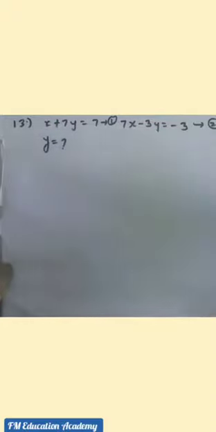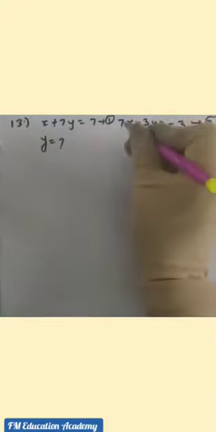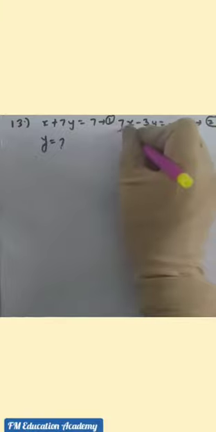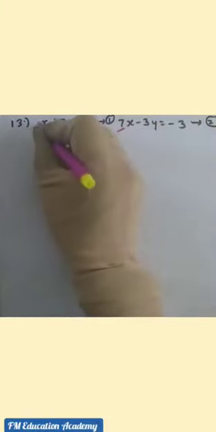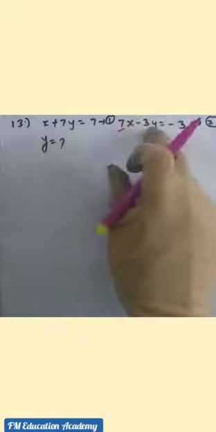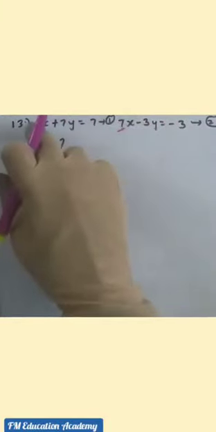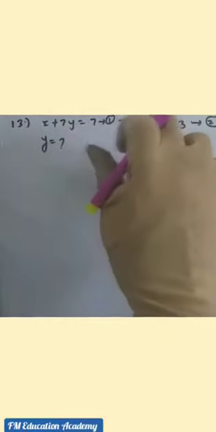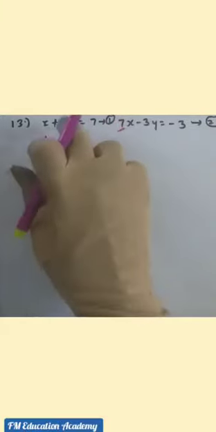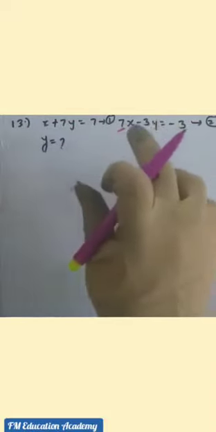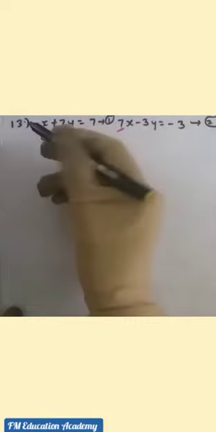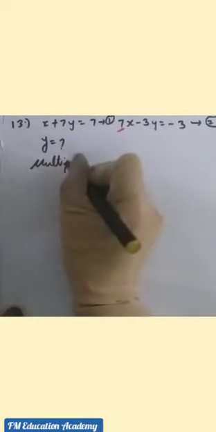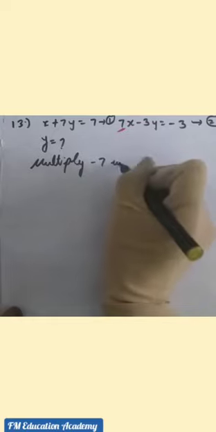What we can do, observe here. Here the coefficient of x is 7 and here the coefficient of x is 1. In order to add both the equations, we can multiply the first equation with minus 7, because here we will have minus 7x and here we will have plus 7x. So the x variable will be eliminated and we can easily find out the value of y. So what we are going to do now? We are going to multiply minus 7 with equation 1.